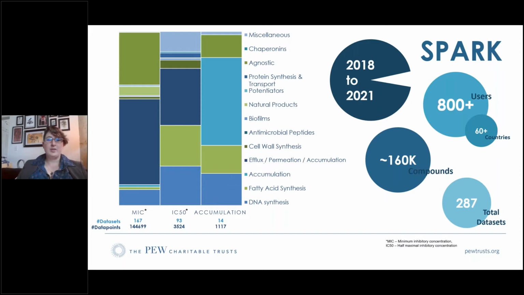At the end of the project earlier this year, we had almost 300 data sets and about 160,000 compounds represented. This chart shows the distribution of targets in the primary assay types that we focused on. We're currently evaluating next steps for the program, but the data remains accessible to download from CDD's public access website.